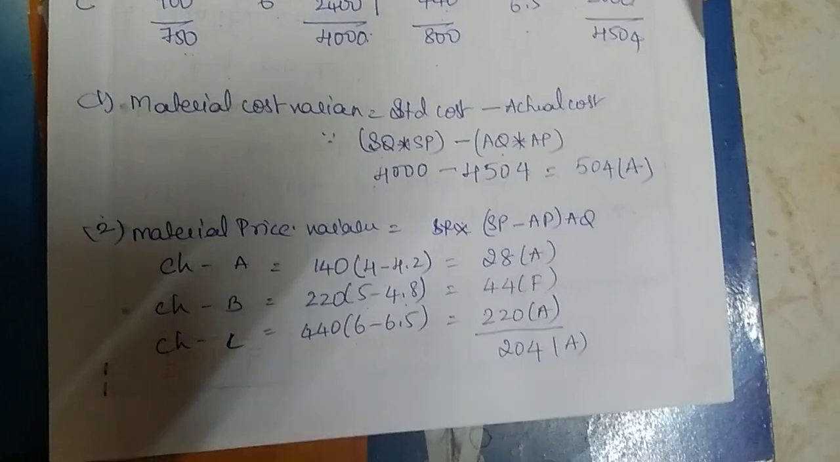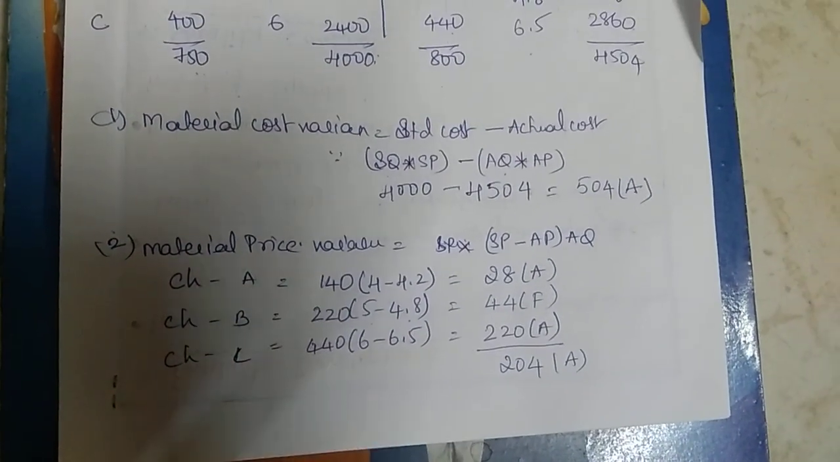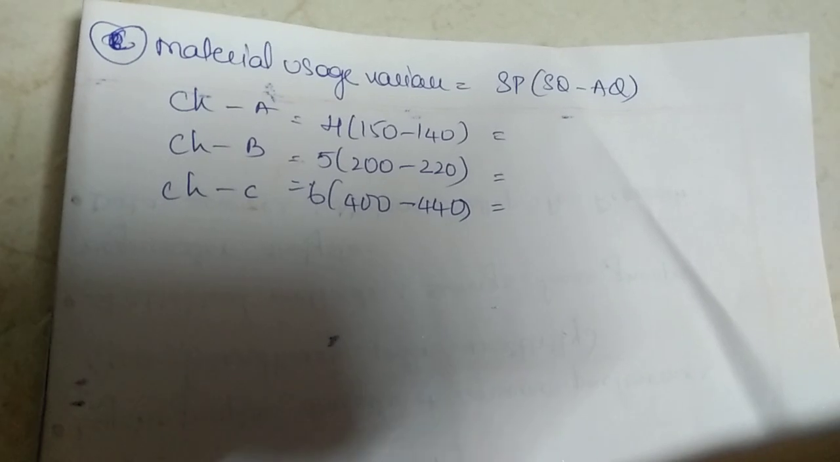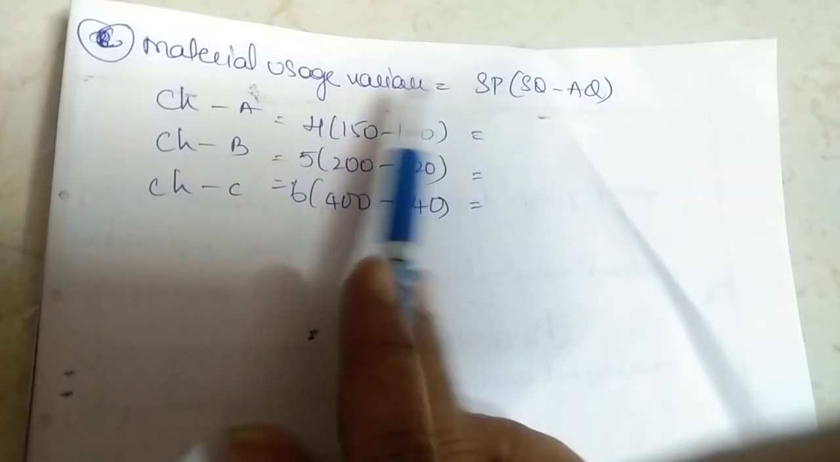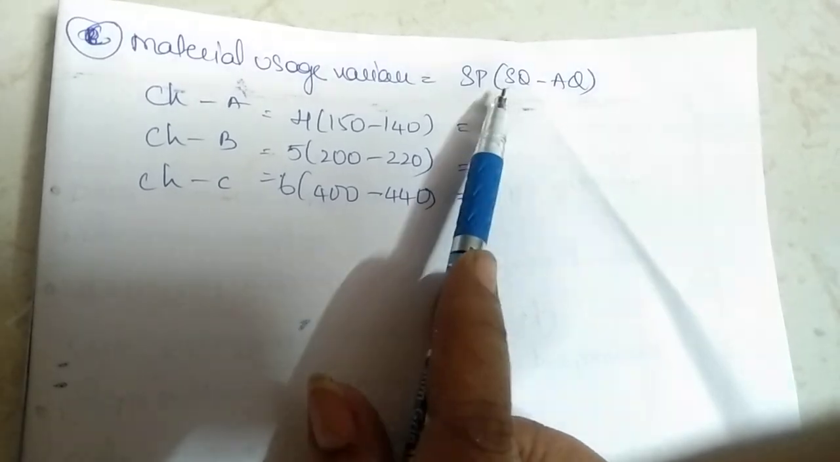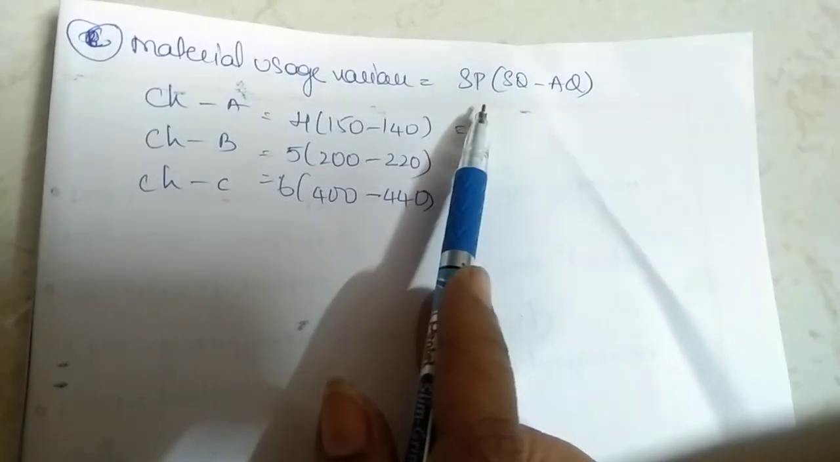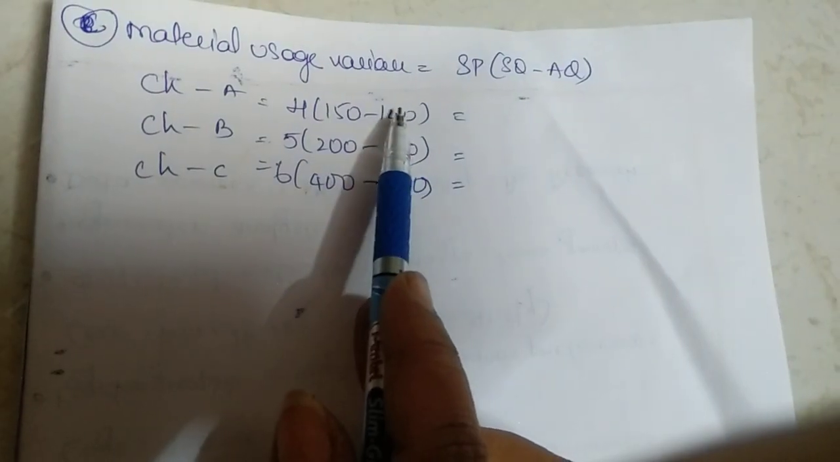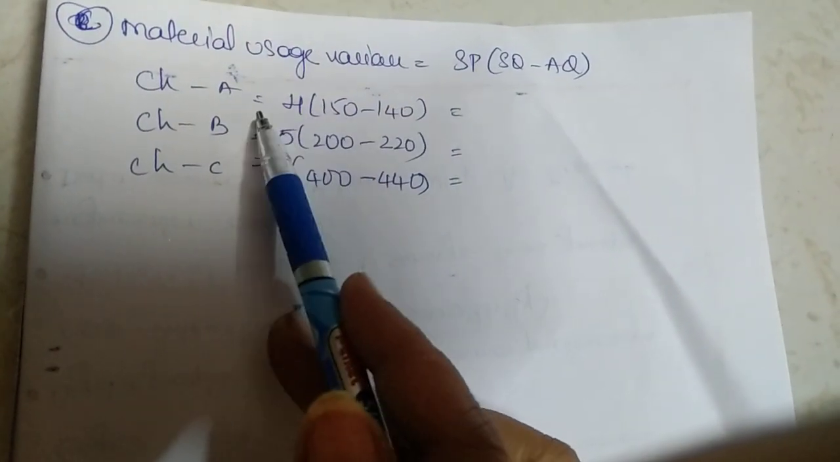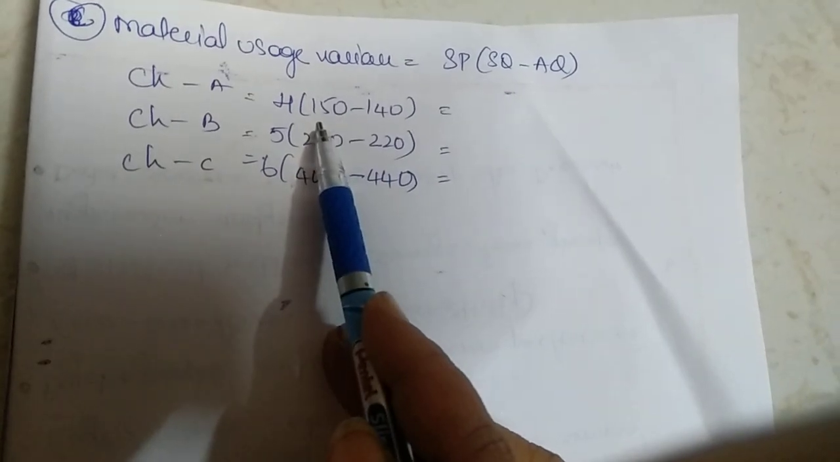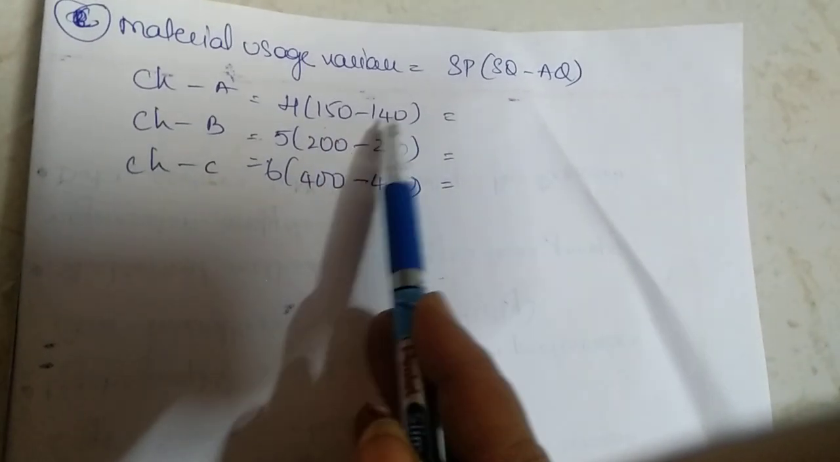Now we'll go with the material usage variance. For material usage variance, the formula is: usage means quantity, as I said. So within my brackets I'm going to have a quantity, that is standard quantity minus actual quantity, which is multiplied with standard price. Again the quantities are differing, so I have to go separately for my chemical A, B and C. So 150 is my standard minus 140 actual.